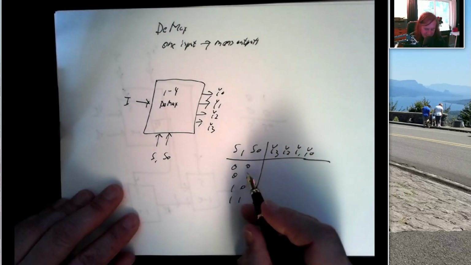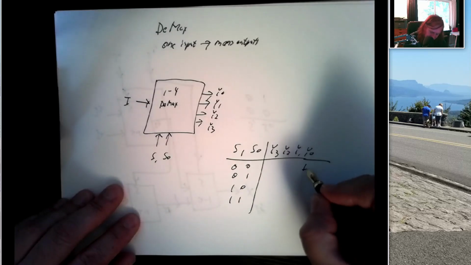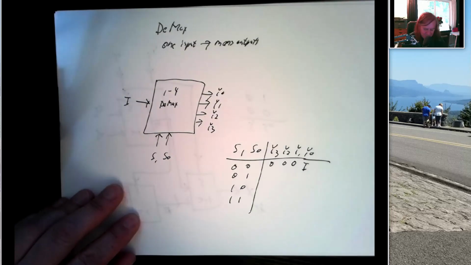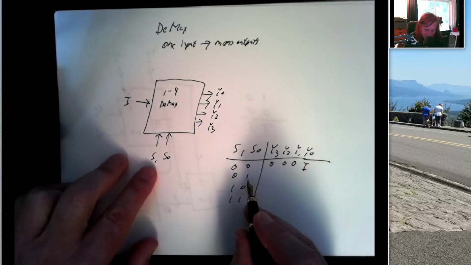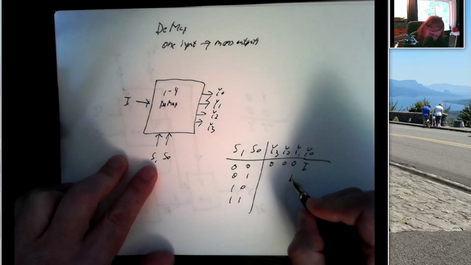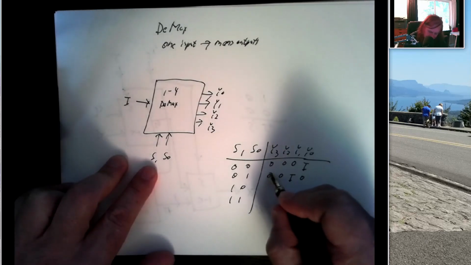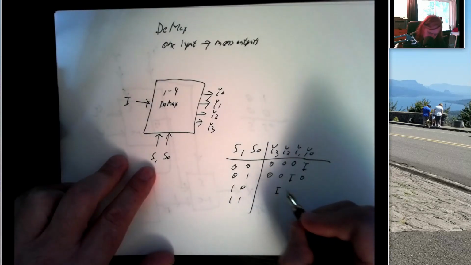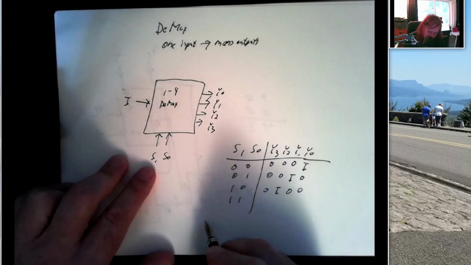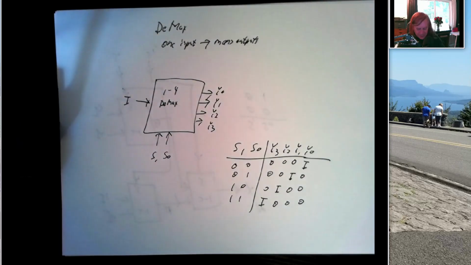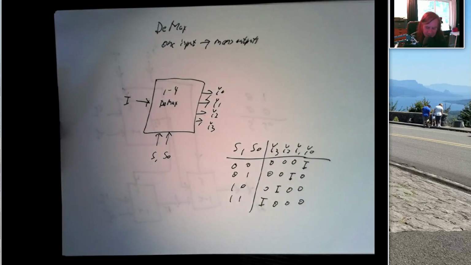So if our select line is 0, Y0 will be a copy of our input, and maybe all the other outputs will be 0. If our select lines have the binary value 1, then Y1 will get a copy of our input, and the other outputs will all be low. If our select is 2, then output Y2 copies our input, and if our select line is 3, then output Y3 copies our input. So there's a compressed truth table describing how a demux works.